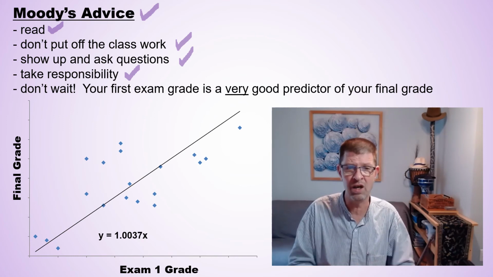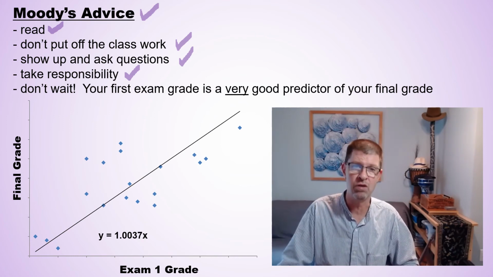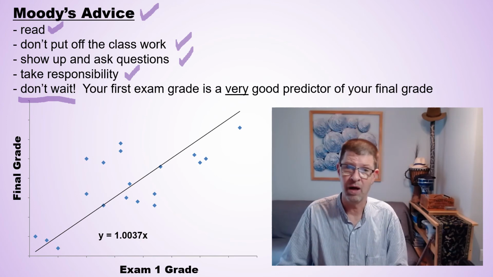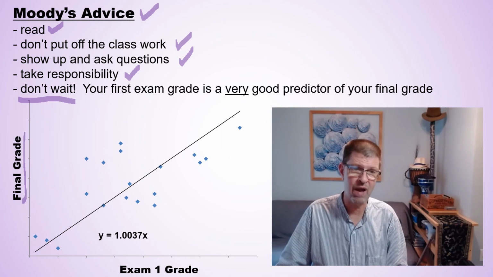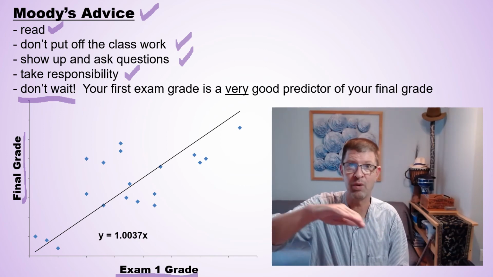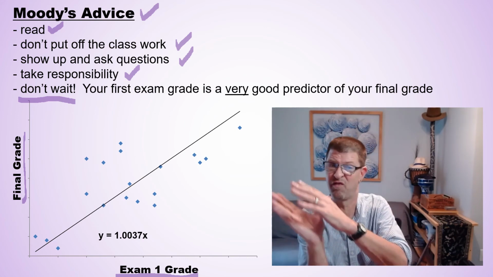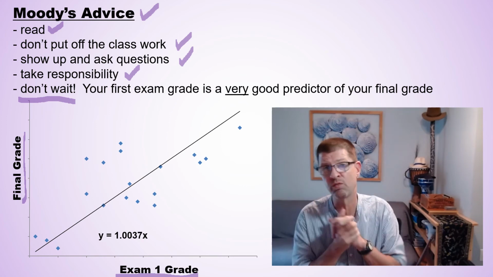The last thing here, it says don't wait. Your first exam grade is a very good predictor of your final grade. What that means is this. This graph down here, on the y-axis it says final grade, and on the x-axis it says exam 1 grade. Okay? And I have what's called a regression line between those points. The regression line is the line of best fit going through all of those points.